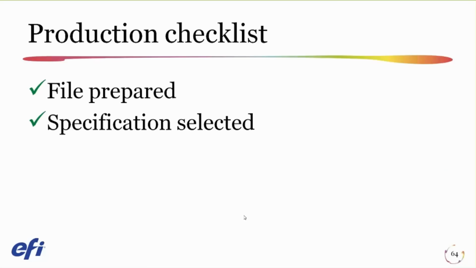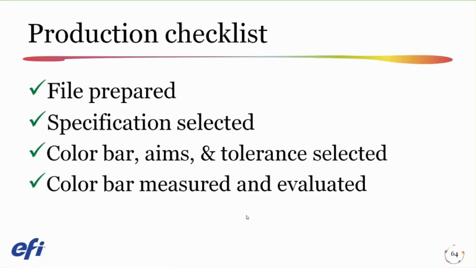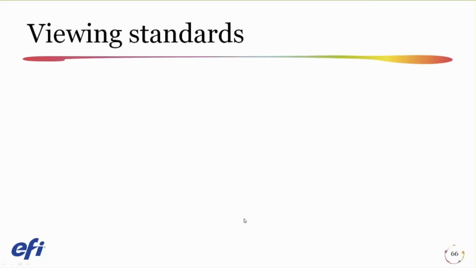All right, files prepared, specifications selected, color bar, aims, tolerance selected, and now we have the color bar measured and evaluated, and hopefully in our evaluation software, we got a pass on the output. But now we have to view it properly. So what color is your light? Now, to some people that might sound a little strange, especially those outside of the graphic arts industry. What color is the light?